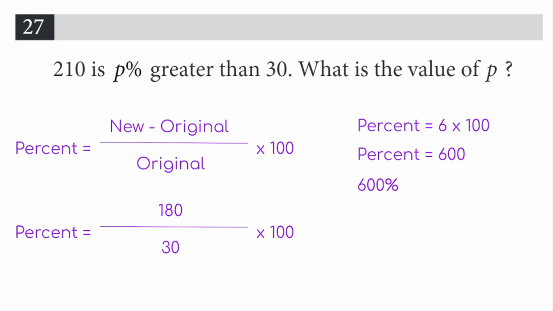Now it's super important that you do not mix this up with the percent of equation. If the question had said 210 is p% of 30, then you would use the percent of equation. However, here it says it's p% greater than 30. That means you have to use the percent of change equation.